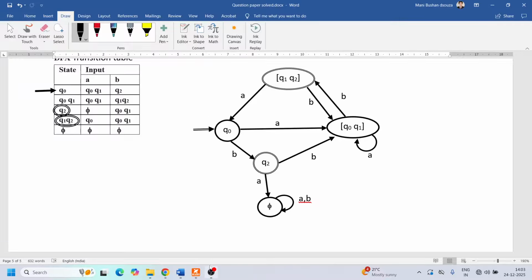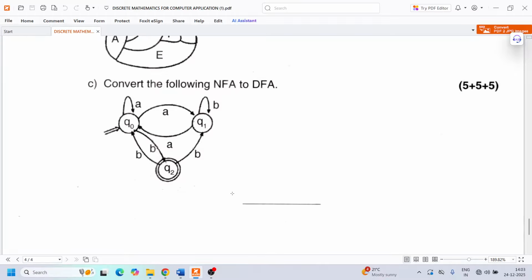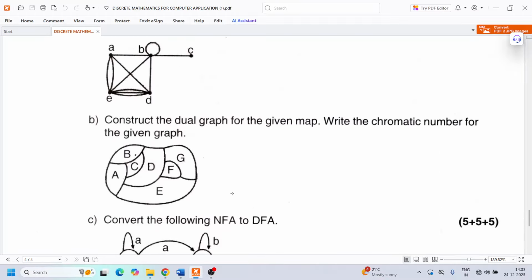So I have solved the unit 4 questions there. These are the 3 questions which are there. Other questions I will solve in the subsequent videos.